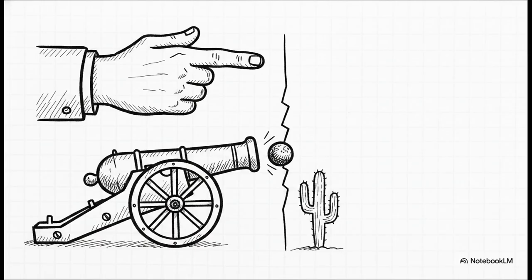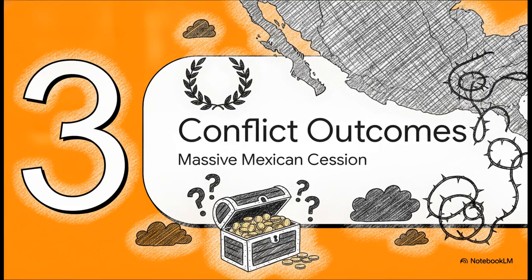And unlike the Louisiana Purchase, which, if you remember, was achieved through peaceful diplomacy with France decades earlier, Americans in Texas and the U.S. government were more than willing to just employ outright violence against Mexico to achieve these expansion goals. Which brings us to Section 3. Outcomes of the conflict. The massive Mexican Cession.